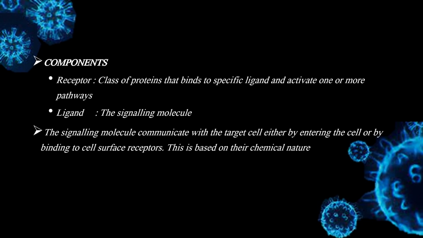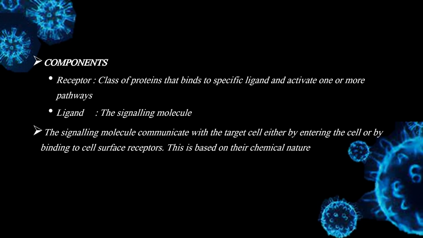Before moving on to the details of cell signaling, let's check out the components of cell signaling. The major two terms related to this are receptors and ligands. So what do you mean by a receptor? A receptor is a class of proteins that binds to a specific ligand and activates one or more pathways, whereas a ligand is the signaling molecule itself.